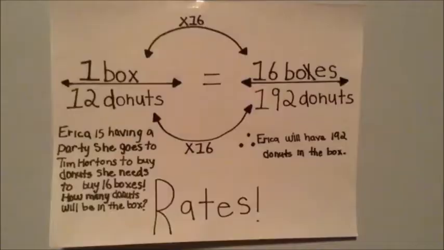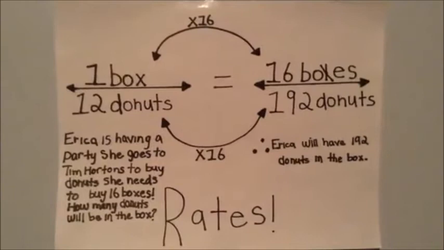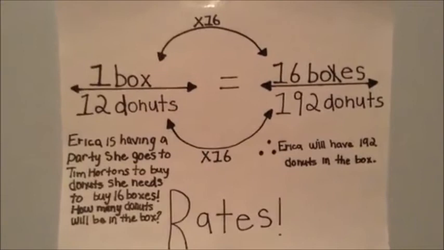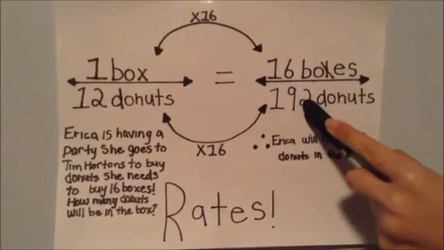Math is everywhere. Here I'm going to be showing you an example of real life rates. Erica is having a party. She goes to Tim Hortons to buy donuts. She needs to buy 16 boxes. How many donuts will be in the box? So, one box contains 12 donuts. So that is equivalent to 16 boxes and 192 donuts.